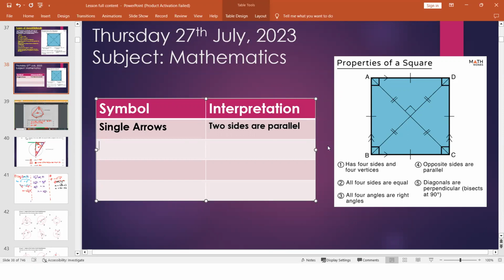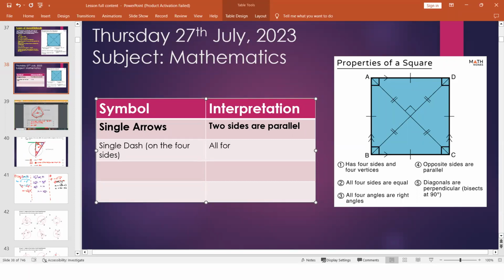Next, what do we mean by the single dash on all four sides? What does that mean? The sides are equal. Very good. It means that all four sides are equal.